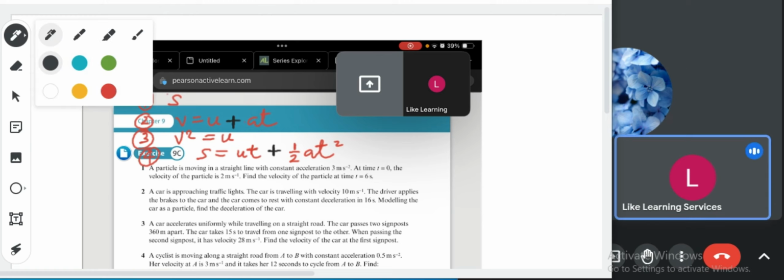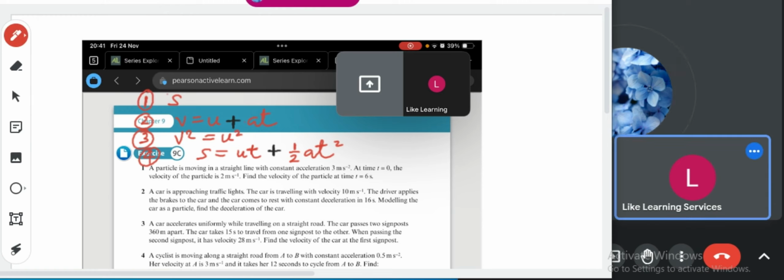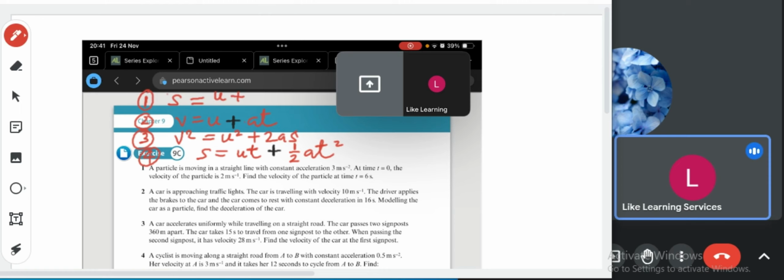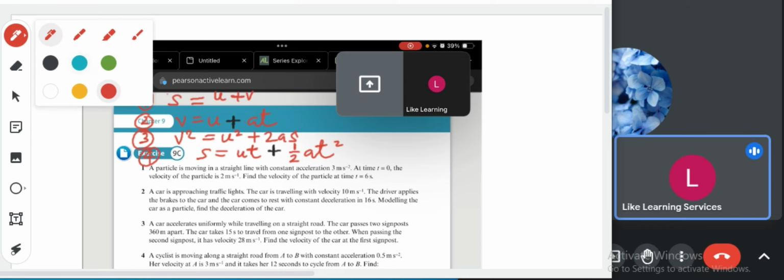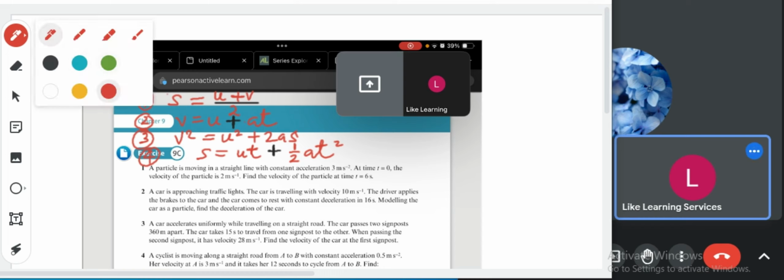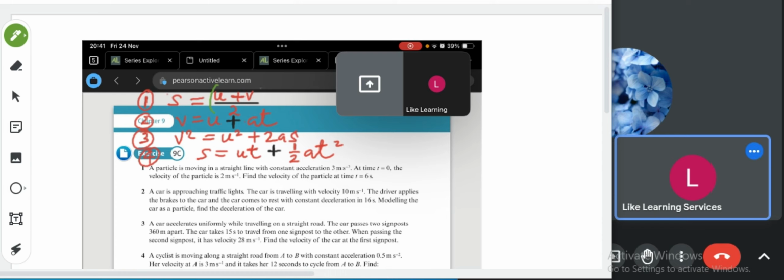Alright. V squared equal to U squared plus 2AS, and speed equal to distance over time, or S equal to U plus V over 2, times T. Now, I want to say something about what you just said: U plus V divided by 2. I will explain to you why this has to be this way. If you don't write it this way, you may be making a mistake. Times T.